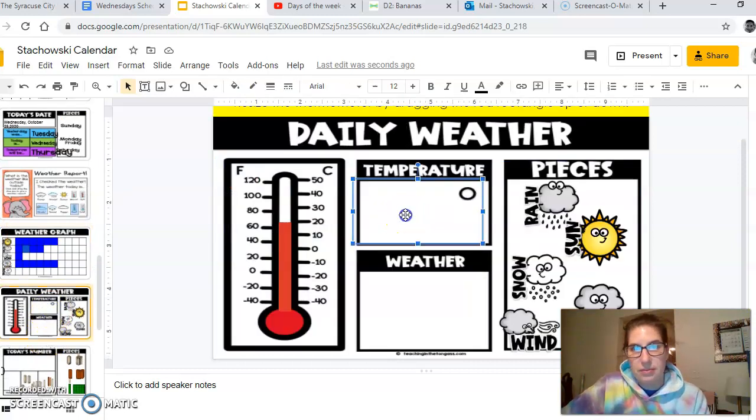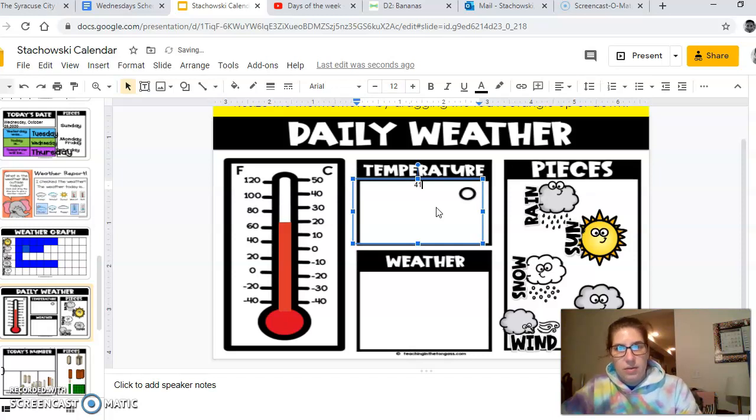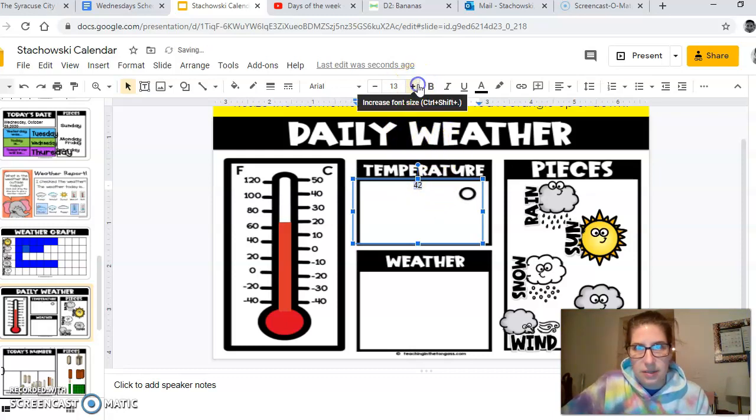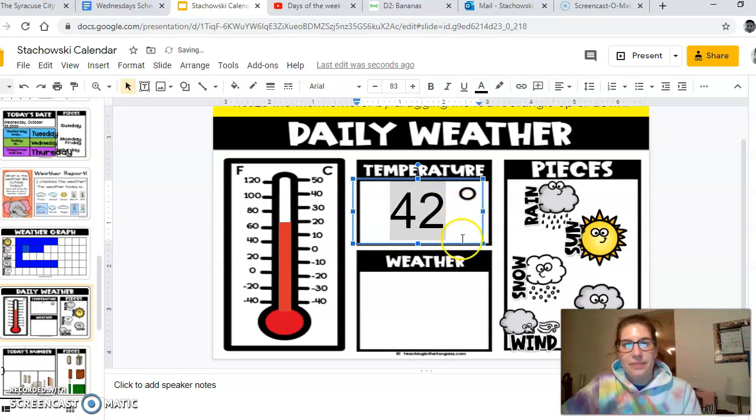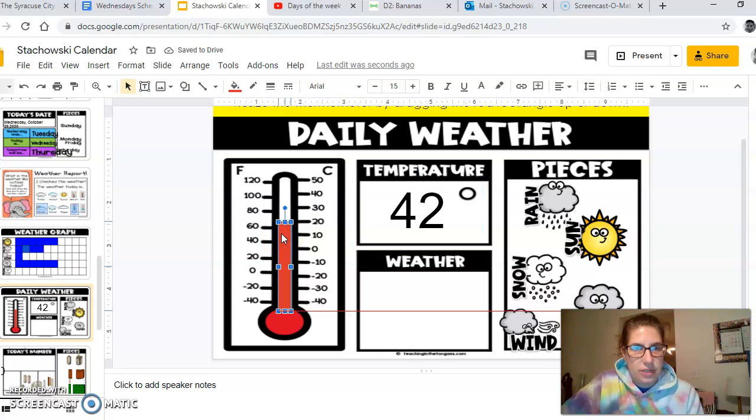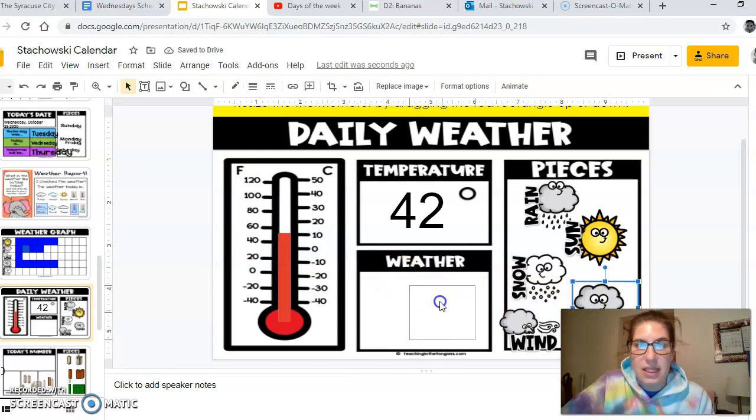So, Mr. Weather Bear, the temperature outside is about 41 degrees. Actually, I think it was like 42 degrees. Let's make that a little bigger so we all can see it. Big, big, big. It's getting bigger. And it's so big. So let's do our thermometer down to 42. Let's move it down to 42 degrees. Boom. And we said today it was cloudy.